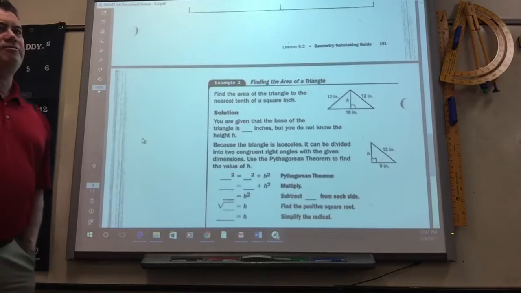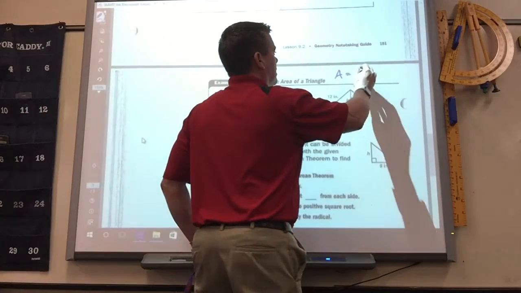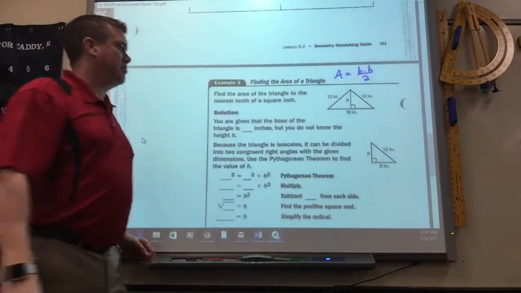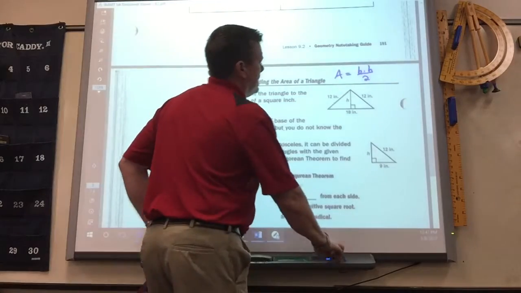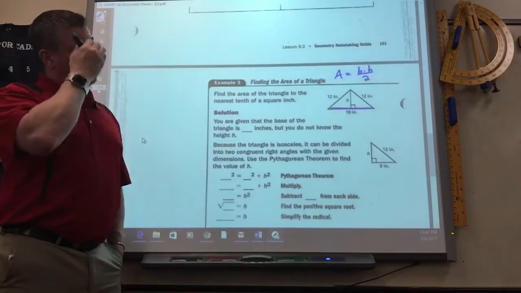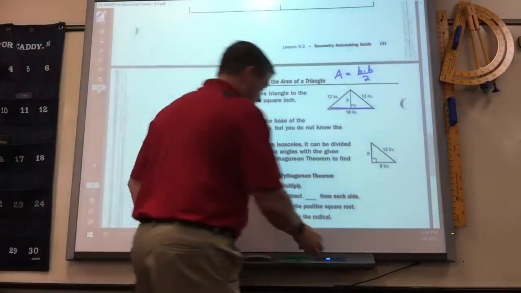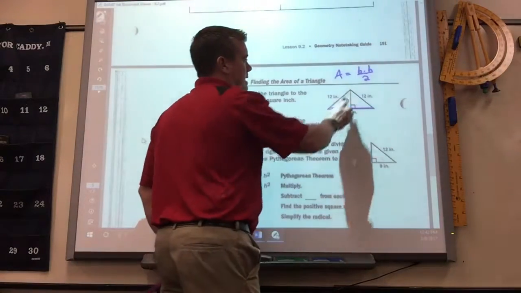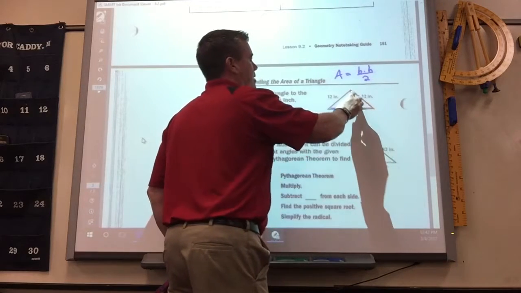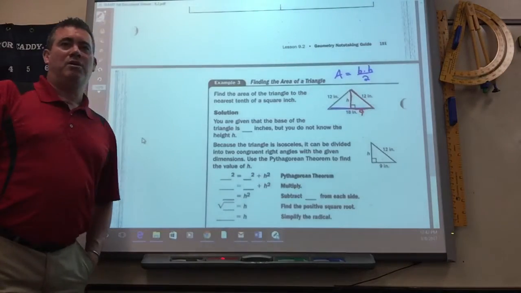Okay, areas. Remember how to find areas of a triangle? When you cut it in half, base times height divided by 2. So here I know the base is 18, but I don't know the height. So what we gotta do is figure out what the height is by using the Pythagorean theorem. Since these two are the same, and this goes straight down, that means this would get cut in half, it'd be 9. So could you figure out what h is?